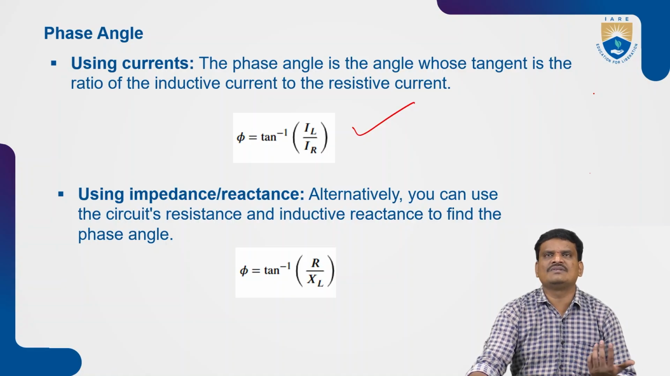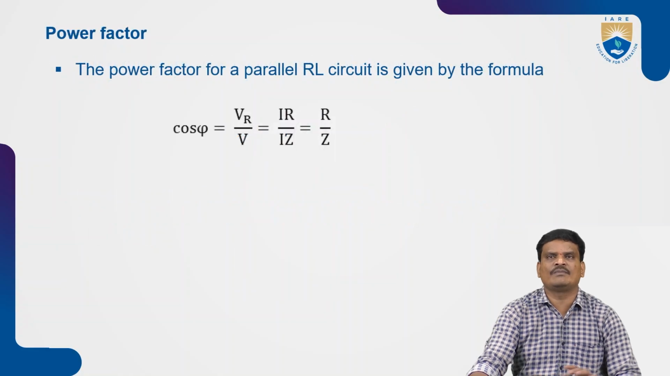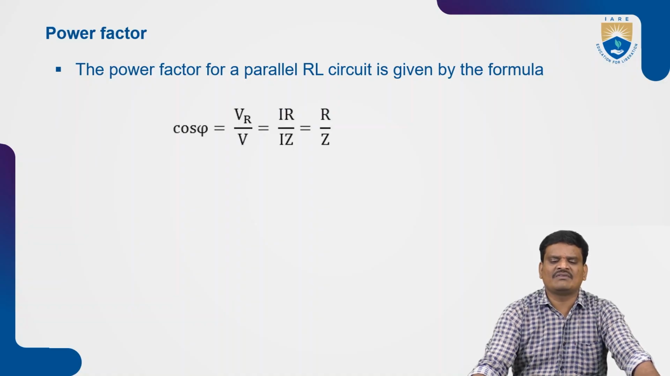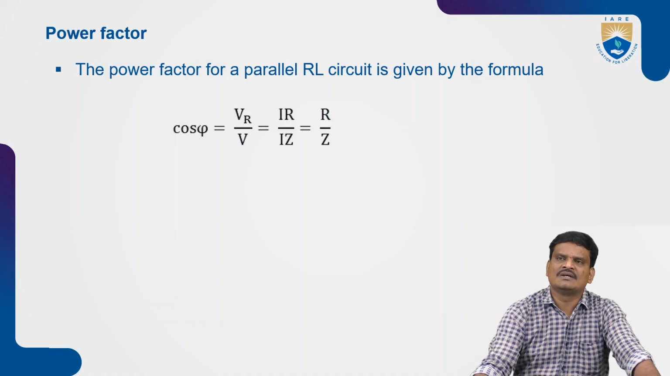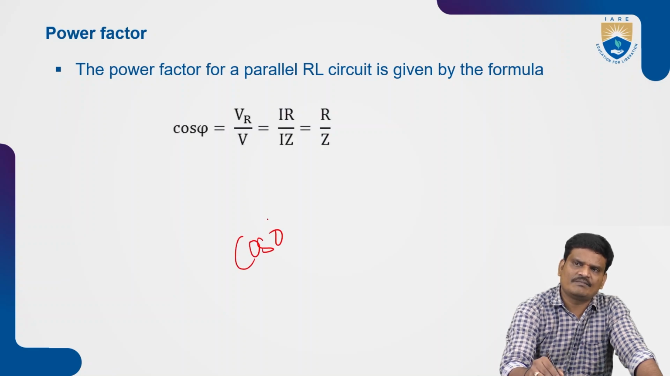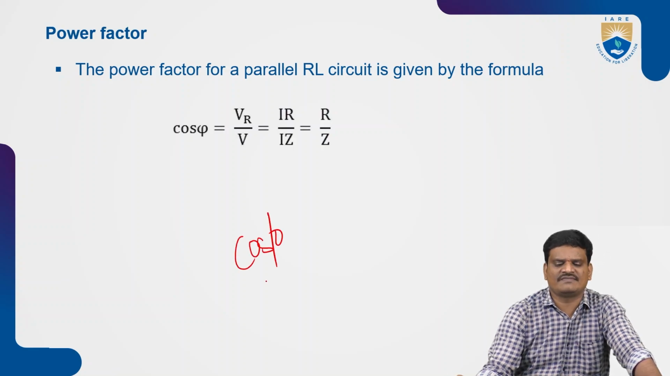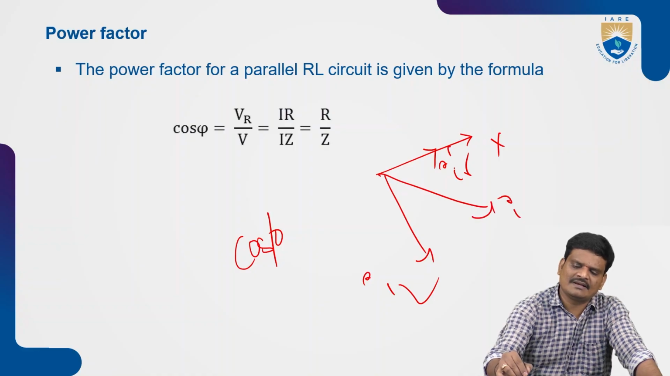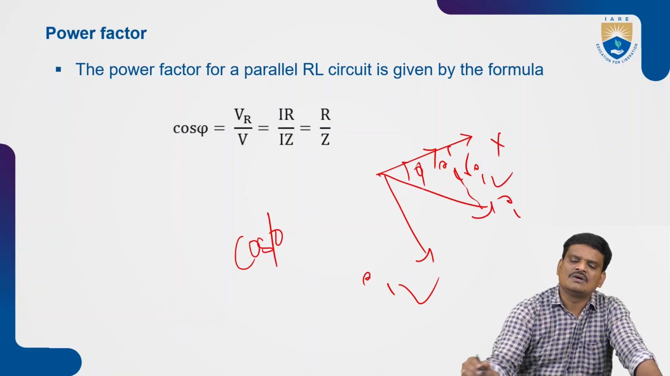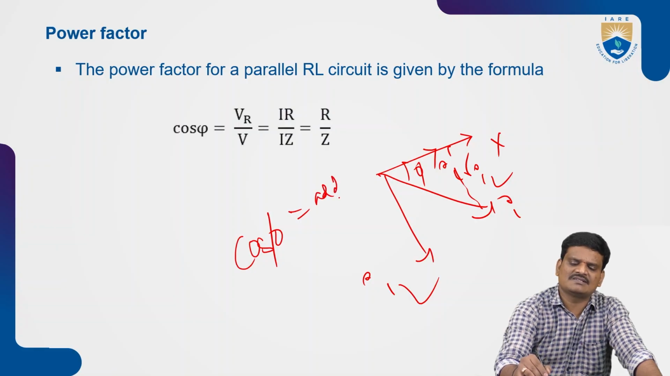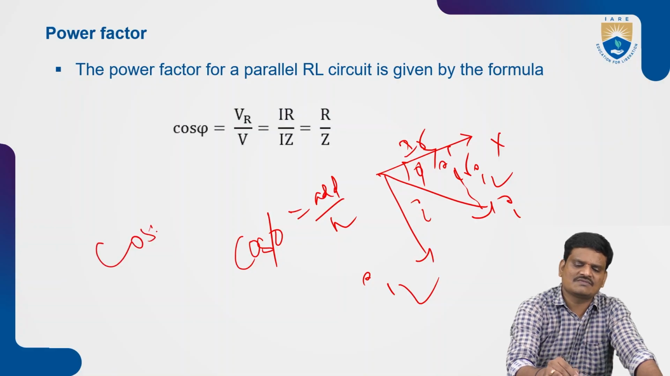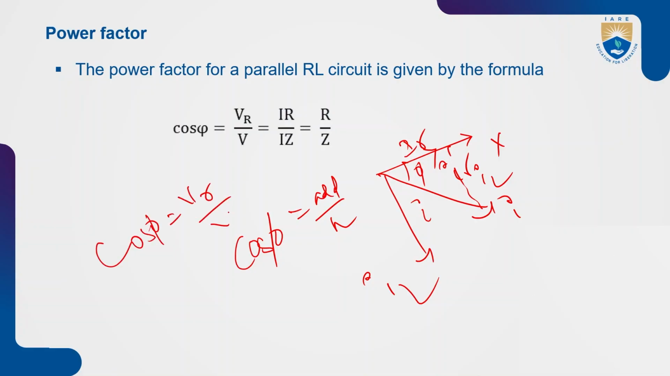In a similar fashion, by using the same phasor diagram, we need to calculate the value of the power factor. The general expression for the power factor of a parallel RL circuit: you know that the power factor in general is represented by cos phi. Take the parallelogram approach. This is the phasor diagram approach. This is IR, this is IL, and this is nothing but I. So cos phi in general is represented by adjacent side by hypotenuse. What is the adjacent side? IR. What is the hypotenuse? I. So cos phi equal to VR by V or IR by I.